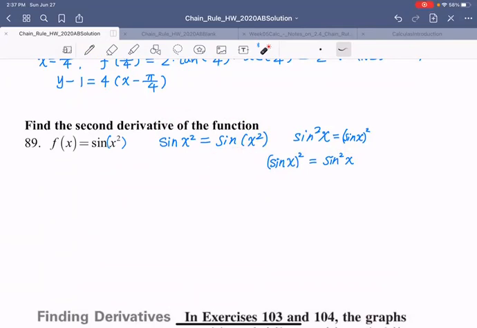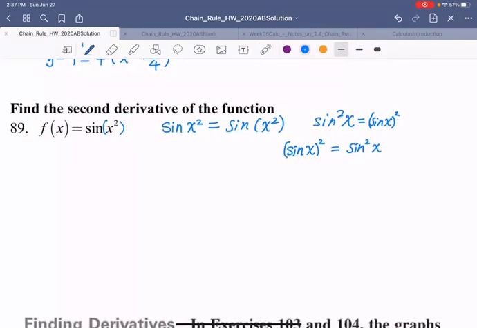So how do we do this derivative? Sine's derivative is cosine. First derivative, cosine, and then you copy down x squared. If you want to do the second derivative, x squared would be 2x inside. Okay, that's it.